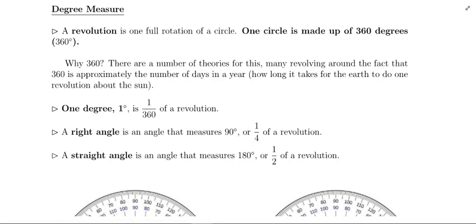On page 2, we're going to start reviewing degree measure. A revolution is one full rotation of a circle. One circle is made up of 360 degrees. Very important to remember throughout the entire class: one circle is made up of 360 degrees.